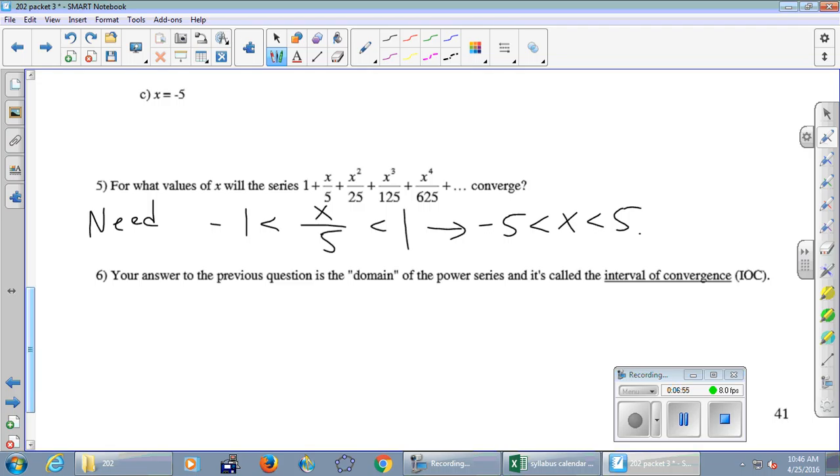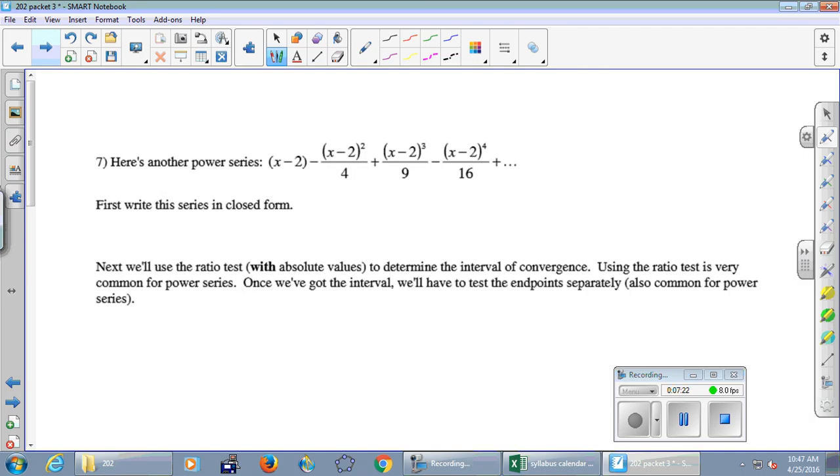Okay, number 6, your answer to the previous question is the domain of the power series, and it's called the interval of convergence, which we will abbreviate IOC. If you pick any number for x between -5 and 5, what can you say about that series? It converges. If you pick any number outside of that interval, the series diverges, including the endpoints, right? X equals 5, x equals -5. Okay, interval of convergence, IOC.